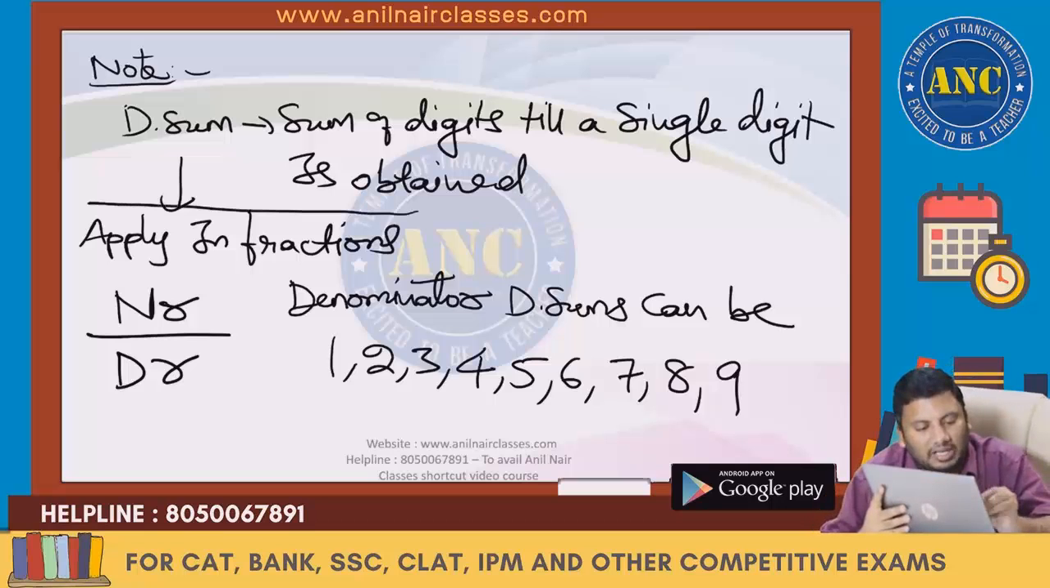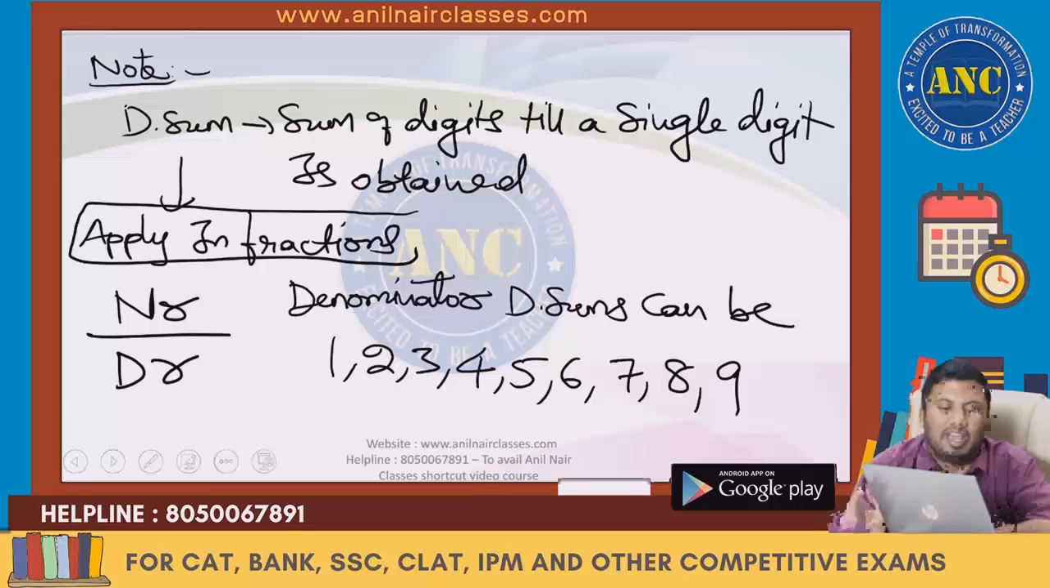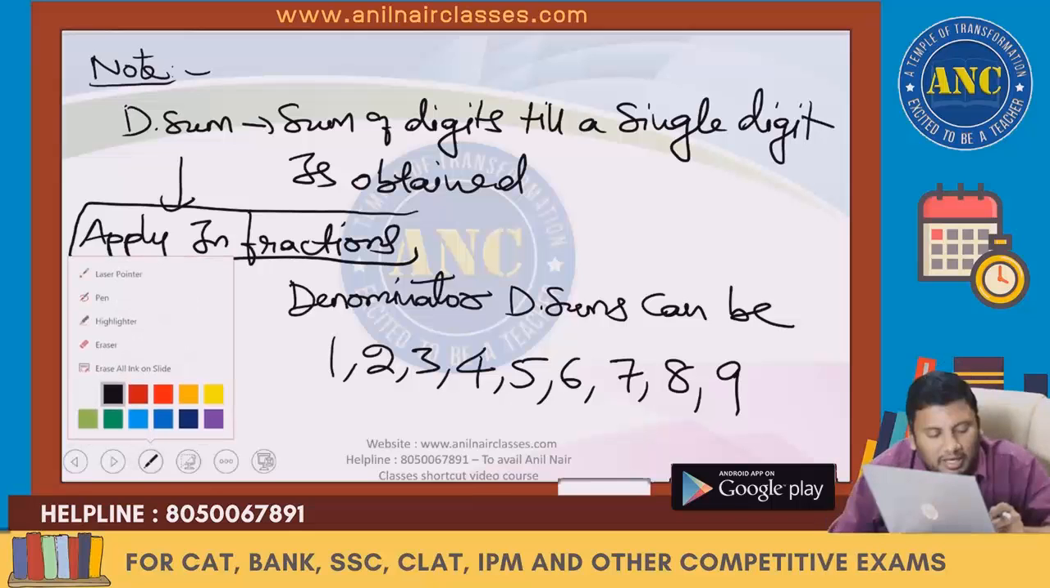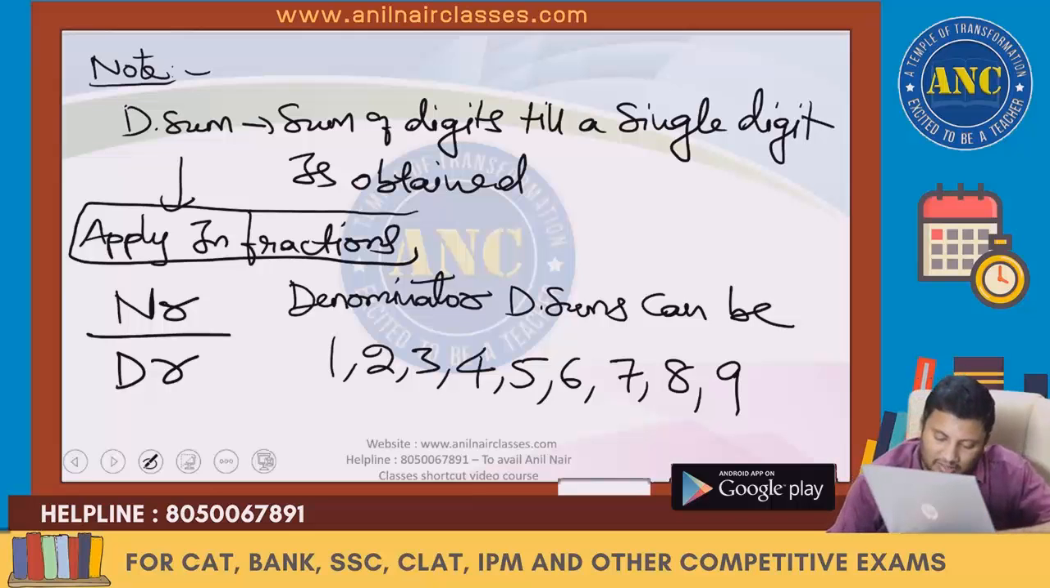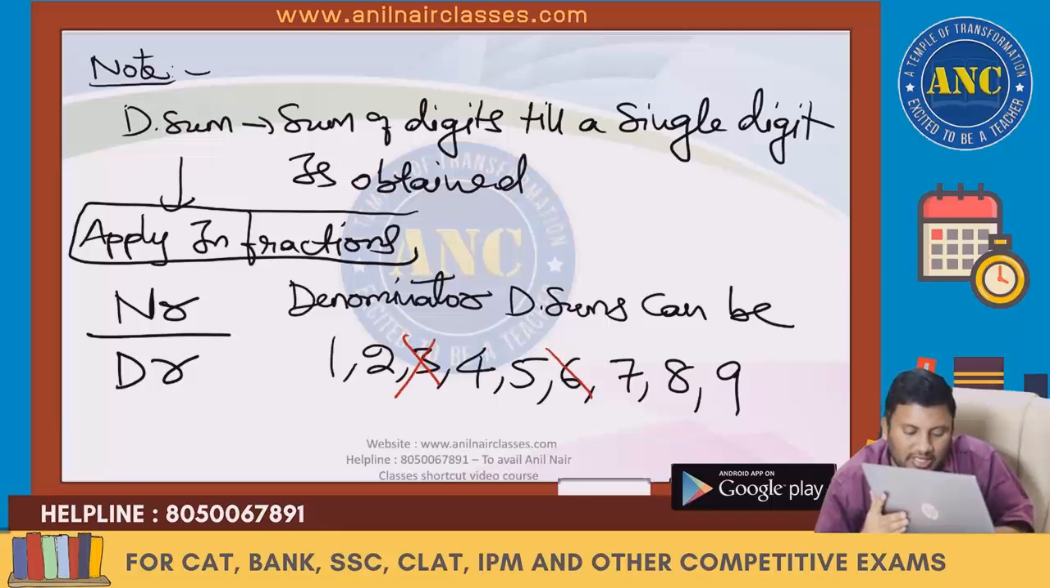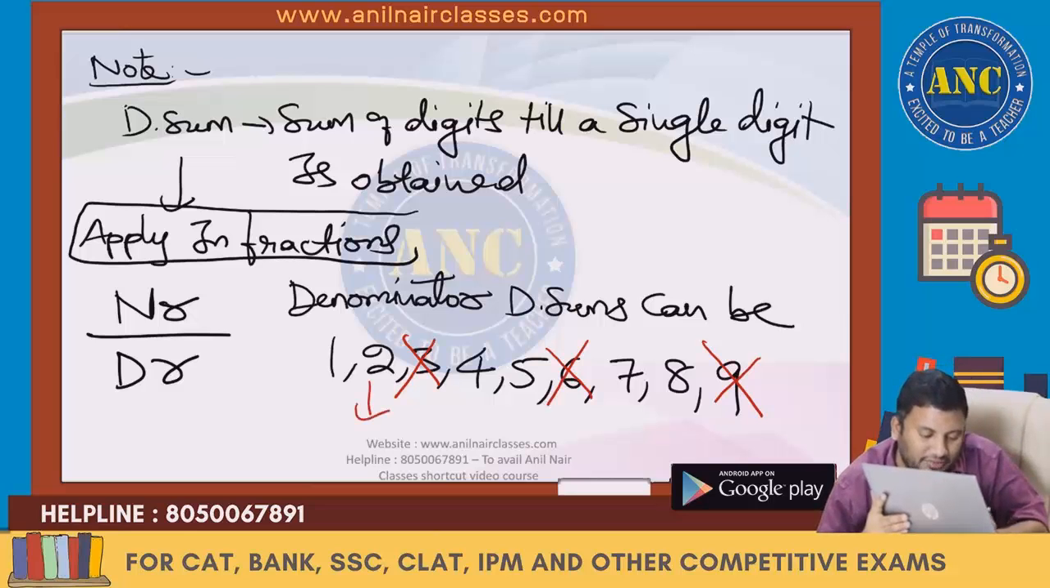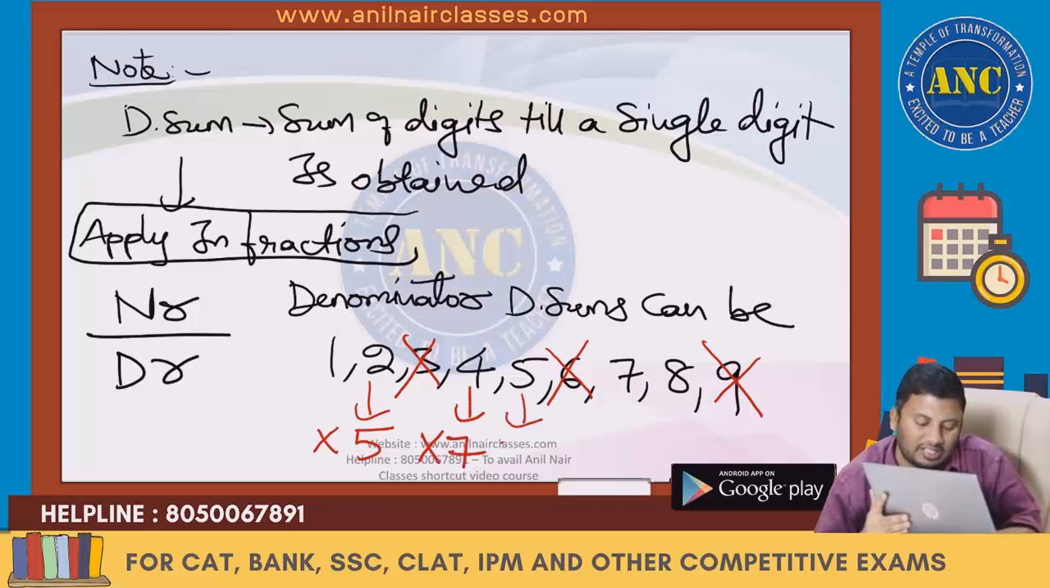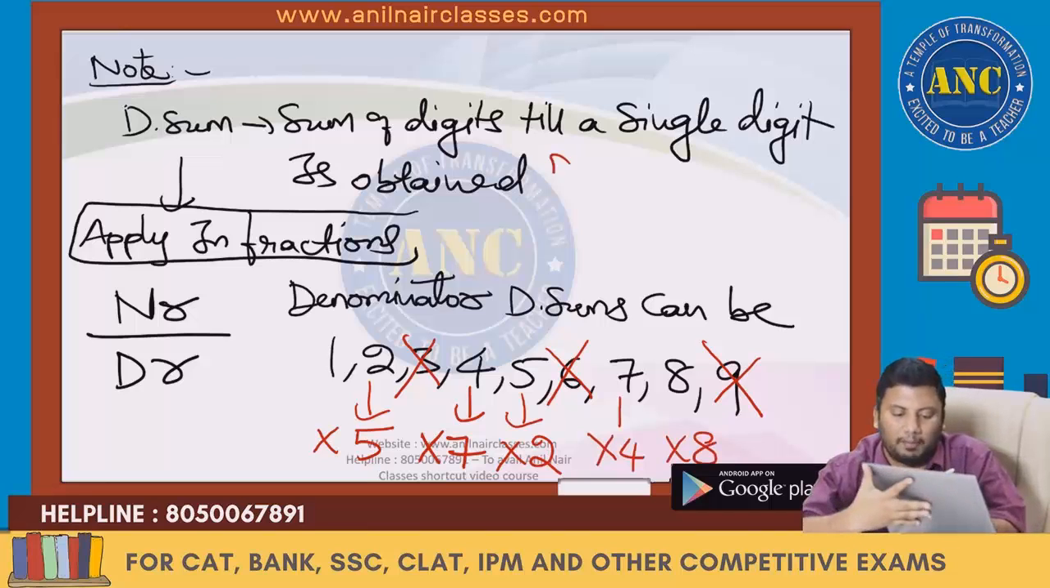For the denominator, the digital sum can be any of these values. Put a star mark on 3, 6 and 9; omit them. If it is 1, I will get the same. If it is 2, multiply by 5. If it is 4, multiply by 7. If it is 5, multiply by 2. If 7, it is 4. If 8, it is 8. See here, please write down.